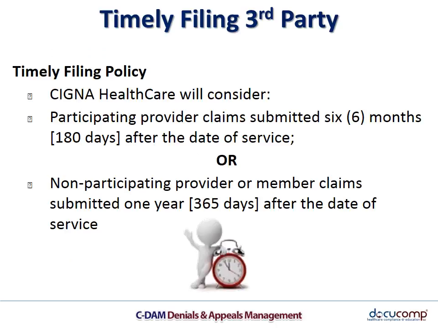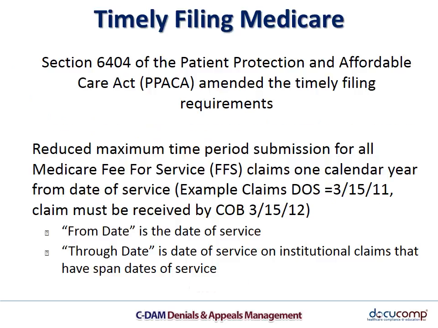Cigna Healthcare's timely filing policy suggests that any participating provider claim submitted 6 months or 180 days after the date of service, or any non-participating provider or member claim submitted 1 year or 365 days after the date of service, will be considered for payment. Medicare, on the other hand, will accept claim submission up to 1 calendar year following the date of service. So you can see a little bit of the differences depending on the payer.